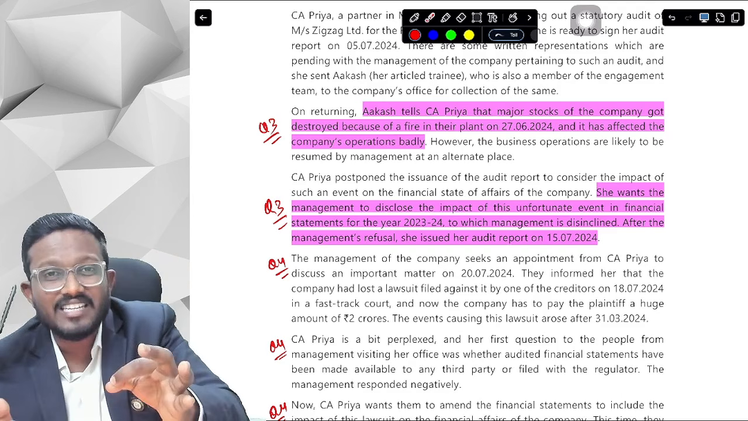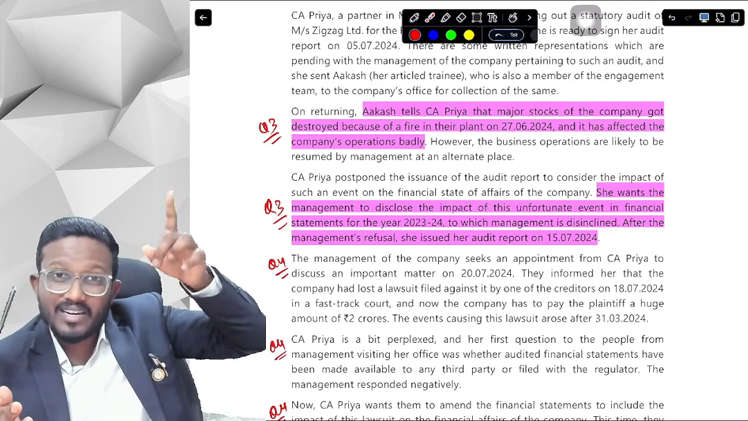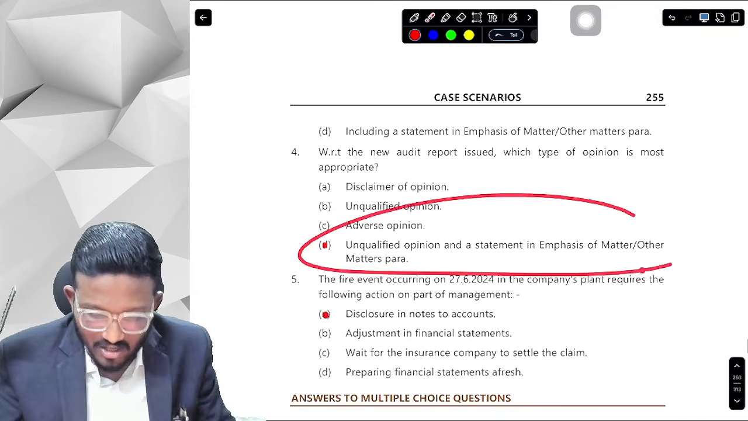So in this particular case as well, I can issue an emphasis of matter paragraph even when not required by SA 560, but it is required by SA 706. So therefore I will issue an unmodified opinion with an emphasis of matter paragraph.